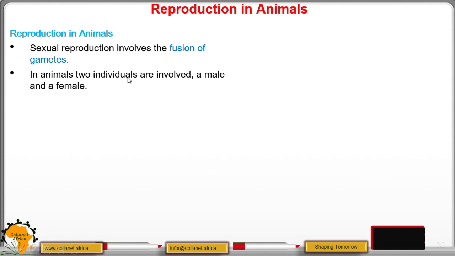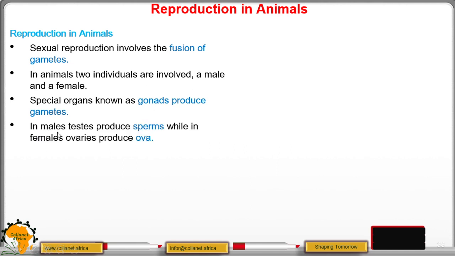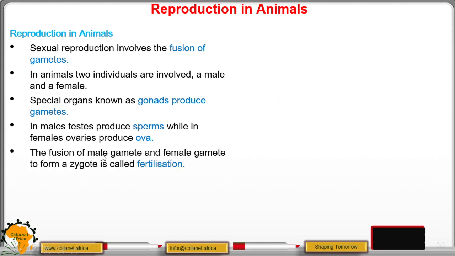In animals, two individuals are involved, a male and a female, and there are special organs called gonads that produce gametes. In males, testes produce the sperms, while the females' ovaries produce ova. The fusion of male and female gametes to form a zygote is called fertilization.